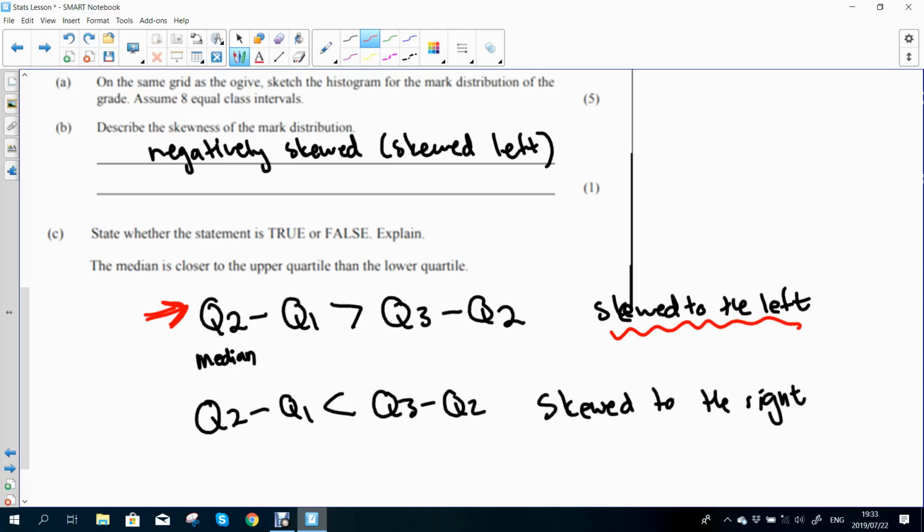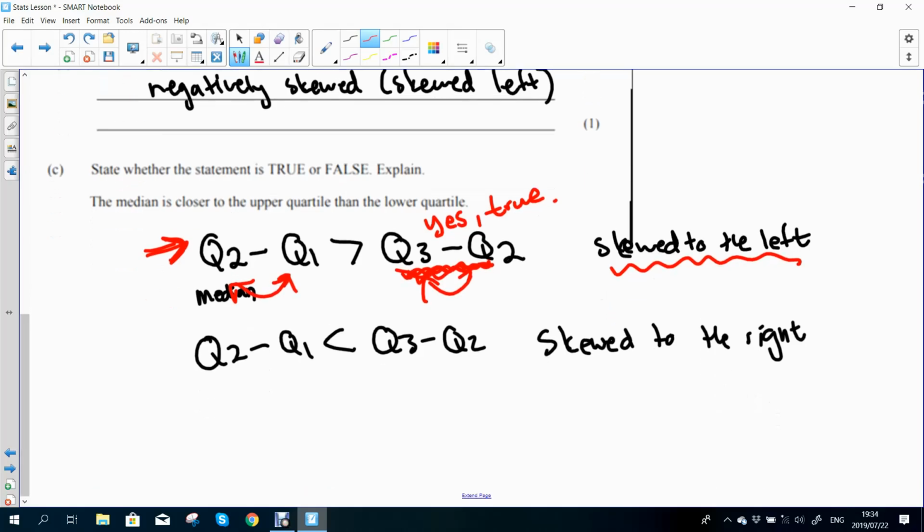So is the median closer to the upper quartile than the lower quartile? Yes, that is true. This difference is smaller, which means the median is closer to quartile 3, to your upper quartile. So the difference is smaller, so they are closer together. This difference is bigger, so they are further away from one another. So that's what that means.